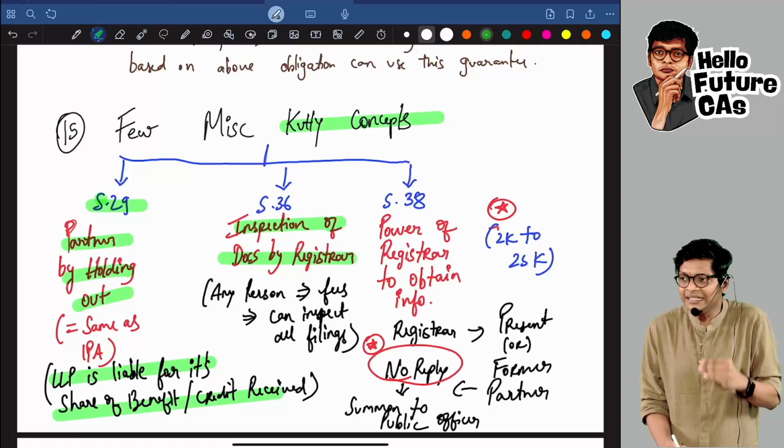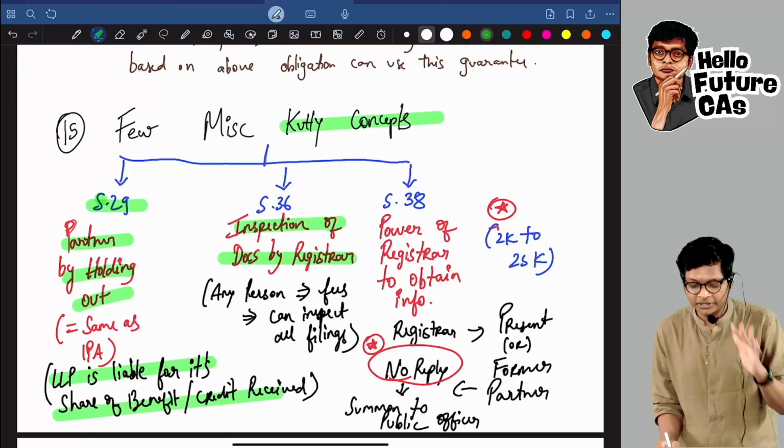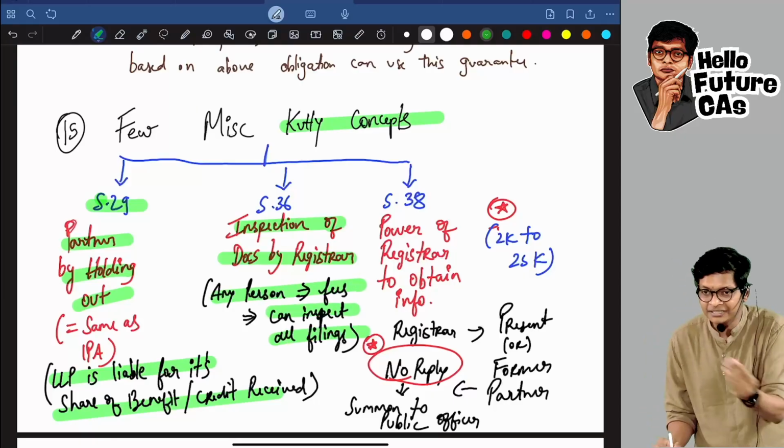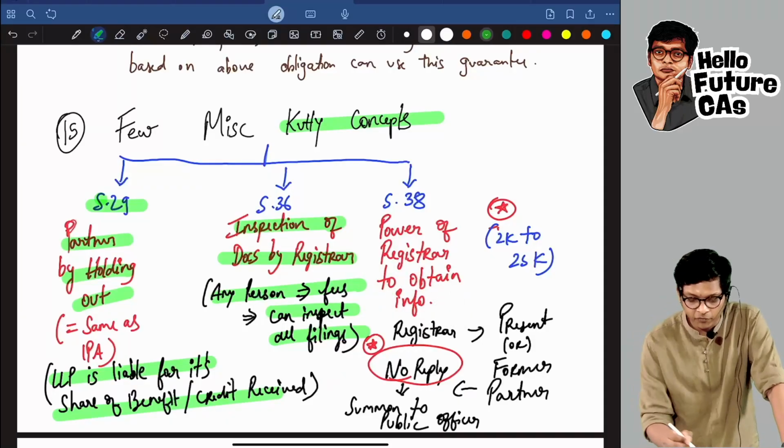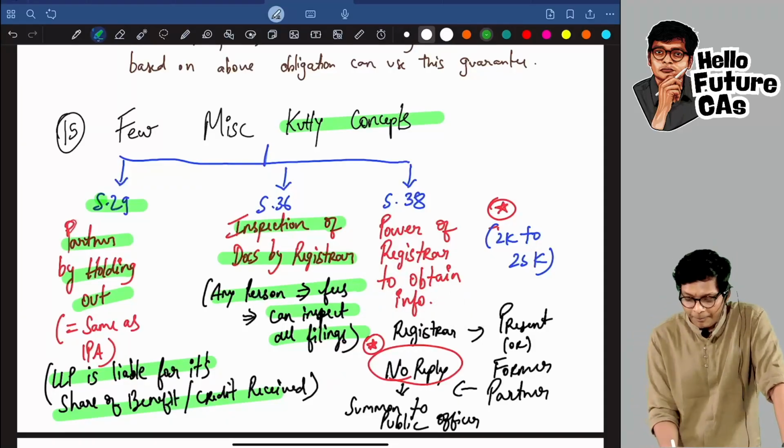Next, inspection of documents by the registrar. Yes, anybody can inspect the documents of the LLP, whatever is filed. You just have to pay the fees and inspect. Go to the ROC website, pay the fees and inspect. Are you following, guys?